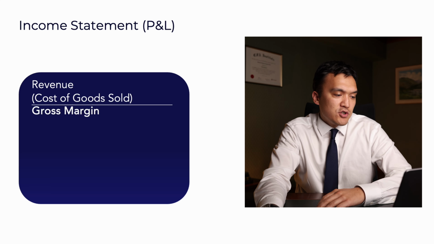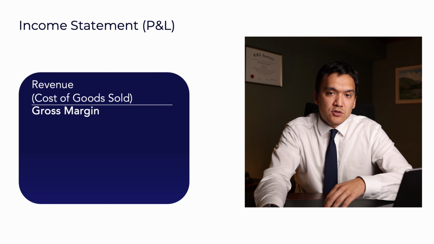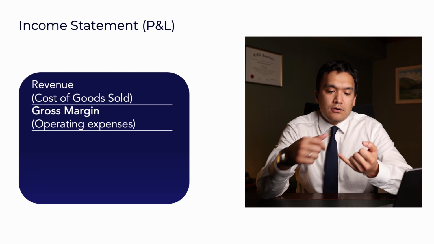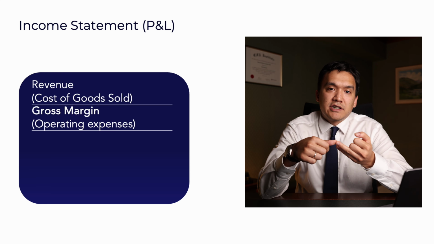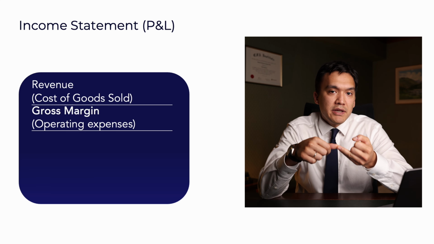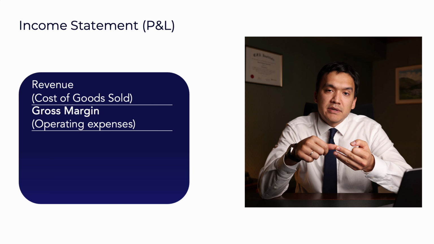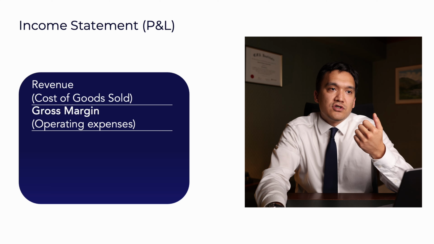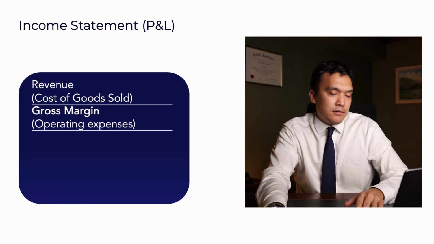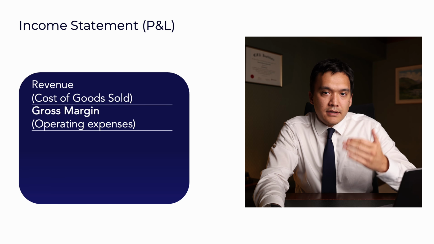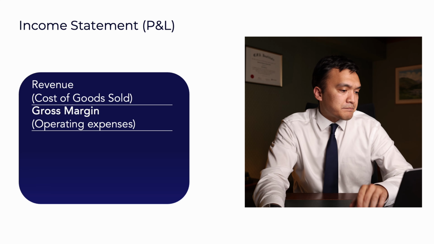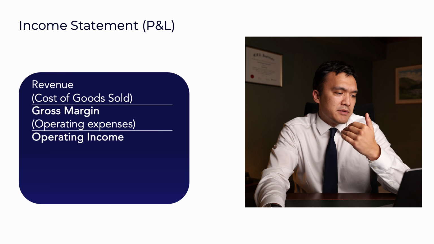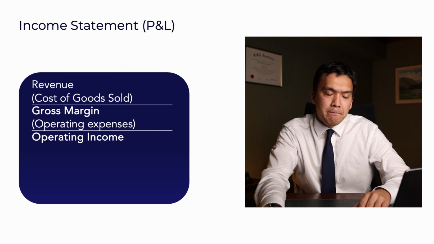And after gross margin, we have operating expenses. These are expenses which are not directly related to making or delivering the product. So these are office expenses, salary expenses of employees who are not related to making the product, marketing expenses, utility expenses, insurance expenses, research and development expenses, and all the other operating expenses that are not related to making the product. Then if we deduct operating expenses from gross margin, we get operating income.